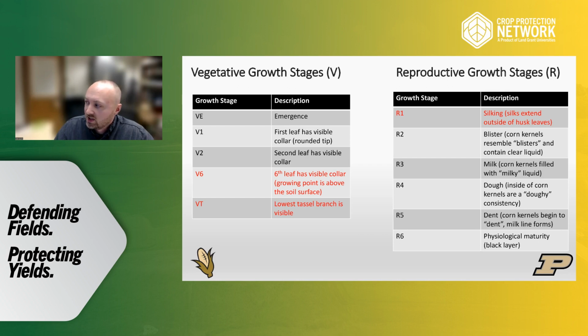And as we work our way more towards maturity, so R6, as that corn plant gets more mature, gets closer to black layer, closer to harvest, our chances of potential yield loss caused by hail damage actually go down. So kind of opposite on the vegetative side, as that corn plant progresses through the vegetative stages and gets closer to pollination, our potential yield loss caused by hail goes up. But on the reproductive side, as we move from pollination through grain fill and closer to maturity and harvest, that potential yield loss caused by hail damage actually decreases over that point in time.